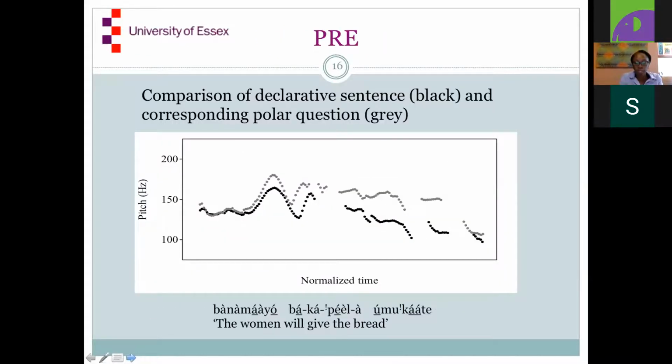This is just overlaying the example that we saw just now with the declarative sentence. The black one here is the declarative sentence, which goes up at the start, but then gradually starts going down immediately, in contrast to the one where it's a question, where we see pitch range expansion. So this is just trying to show that the pitch range expansion that one is arguing for can actually be seen when you put these two pitch tracks together.